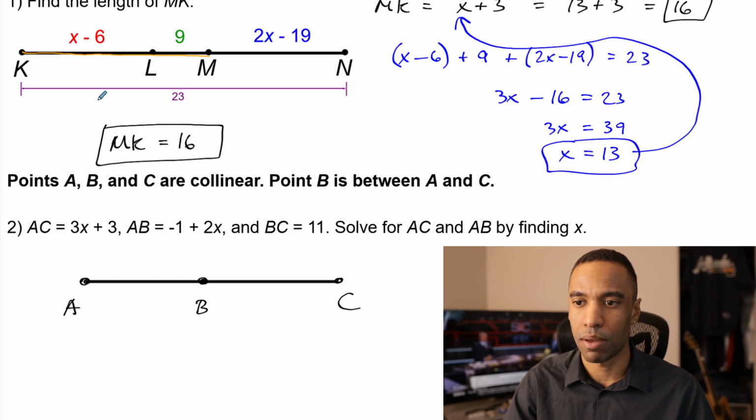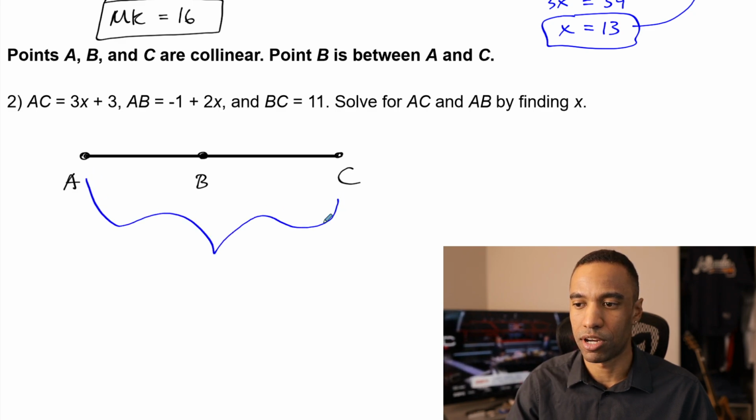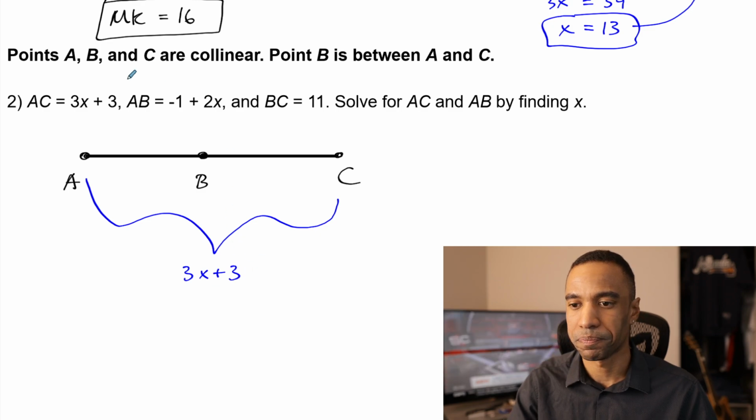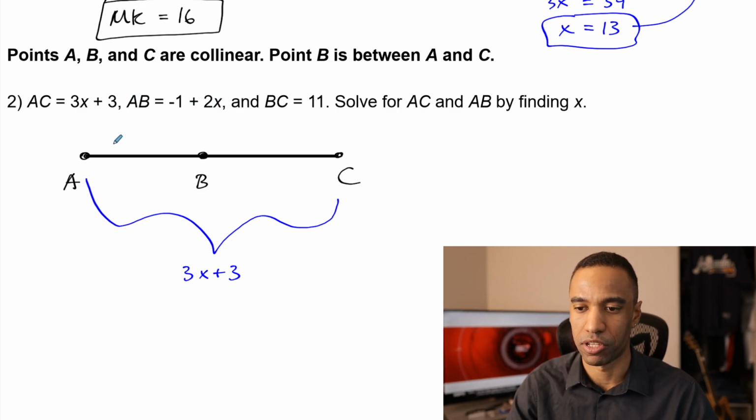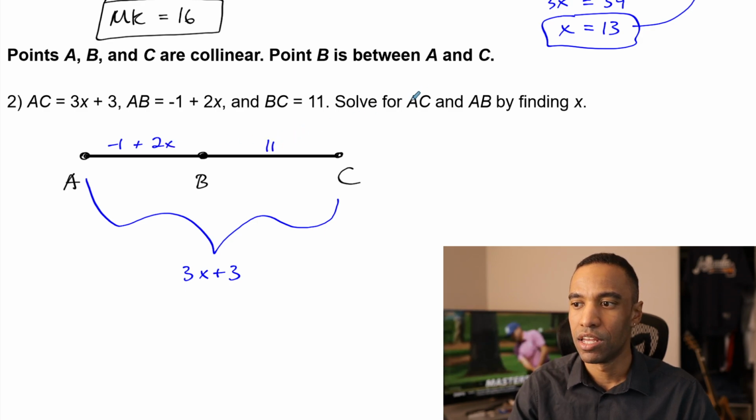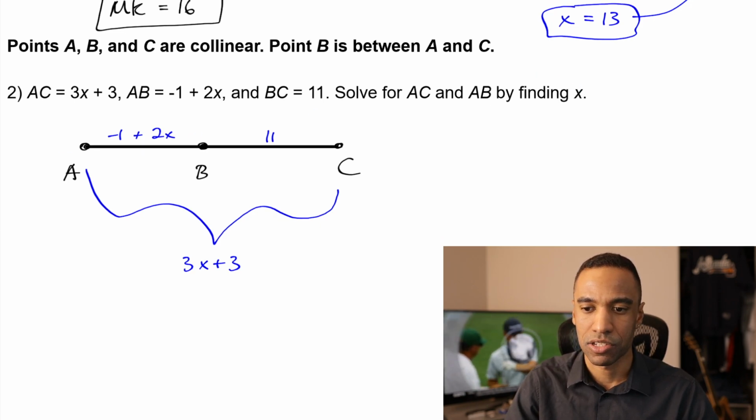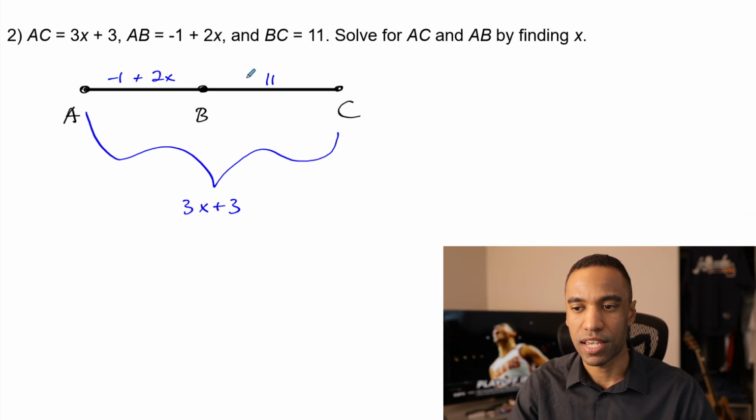Now, although this diagram showed this long straight line right here, you'll often just see me do that curly brace bit like that. This is going to all be 3x plus 3, the whole thing. AB is negative 1 plus 2x, so that's this right here, and BC is 11. Solve for AC and AB by finding x. So let's find x first. Let's add these two together.